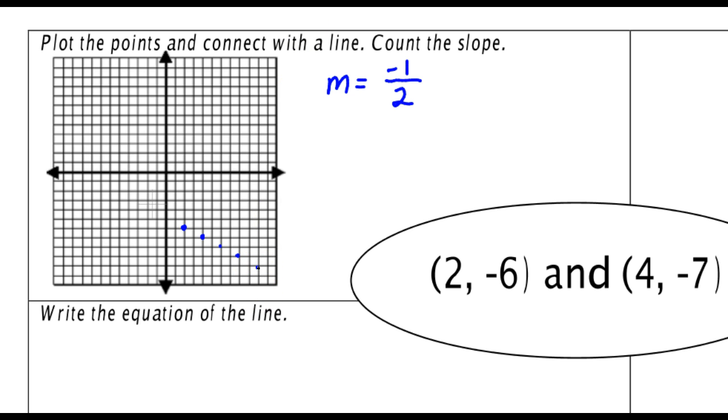And always draw your line all the way across the whole graph. Don't just connect the 2 little dots here. That's not a line. That would be a segment. A line keeps on going in both directions.